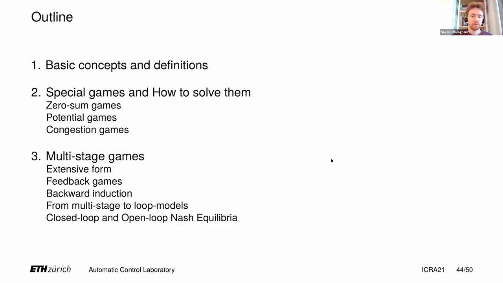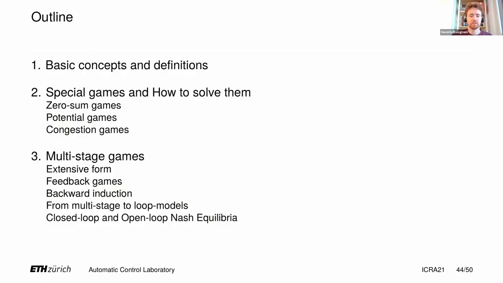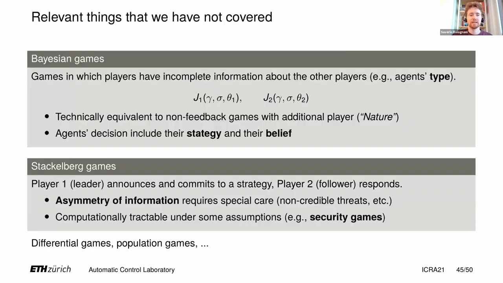Okay, so with this one, I've covered what I want to cover for multi-stage games, including closed loop and open loop Nash equilibrium, which is the last thing. There are a couple of things that I would like to mention before opening the floor for some questions. There are clearly things that we have not covered and which are still relevant for the topics that we are considering in this tutorial. I wanted to mention two of them at least.